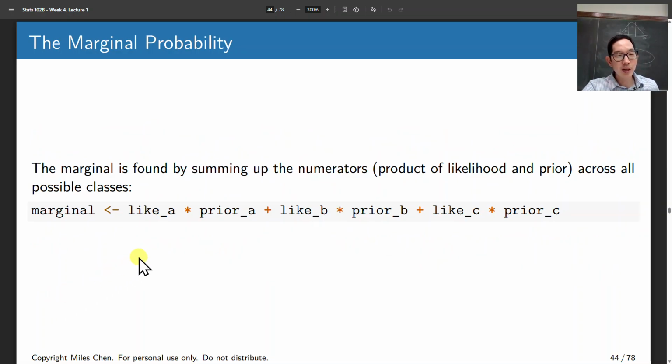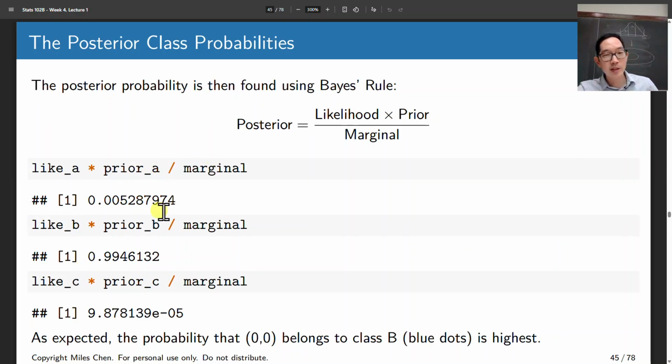The denominator is going to be the numerator, which is our likelihood times our prior, added up for all of the classes. So I have the likelihood of class A times the prior of class A, plus the likelihood of class B times the prior of class B, and the likelihood of C times the prior of class C, all added up. That's going to be our marginal probability. Then I will calculate my posterior by taking my numerator, likelihood times the prior, divided by the marginal for class A, for class B, and for class C.